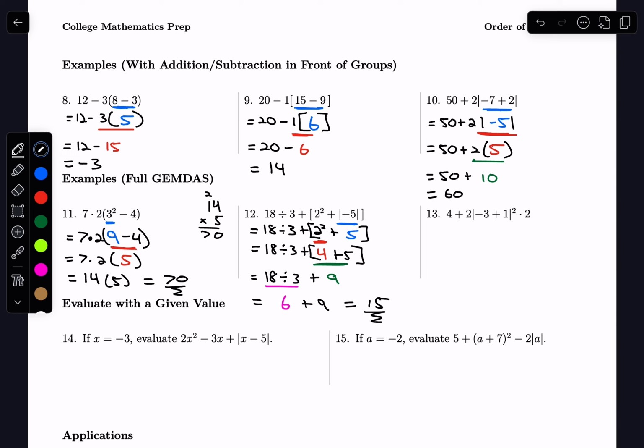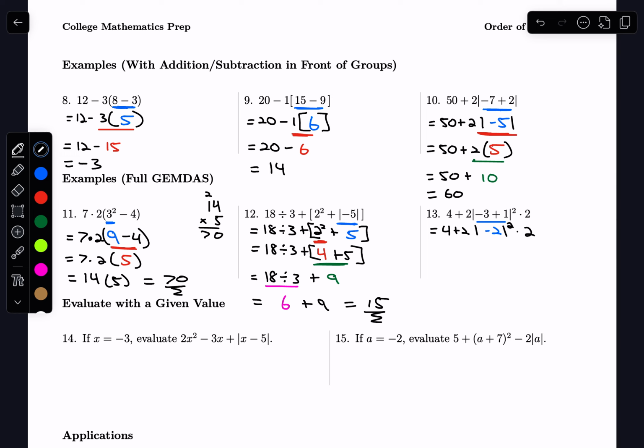Number 13, we have 4 plus 2 absolute value of negative 3 plus 1 squared times 2. A lot going on here. Notice a grouping symbol with a negative 3 plus 1 inside. So inside that absolute value, we're going to work out negative 3 plus 1 first, which is just negative 2. So then we're going to rewrite everything around it. 4 plus 2, absolute value negative 2 squared, and then times 2.